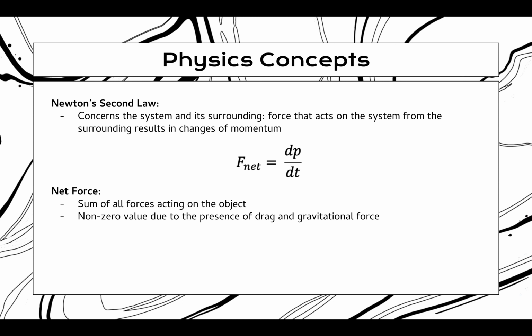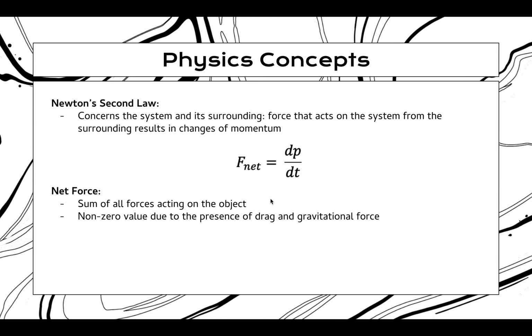Like previously stated, both computational models are based on Newton's second law, which concerns the system and its surroundings, specifically in the sense that the force that acts on the system from the surroundings results in changes of momentum. In our specific experiment, we chose to drop an Expo eraser, so that's our system, and the surroundings are everything else in the room. Here you can see the equation of the momentum principle, which summarizes Newton's second law.